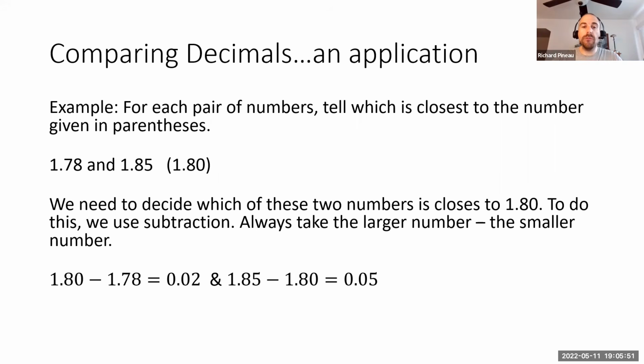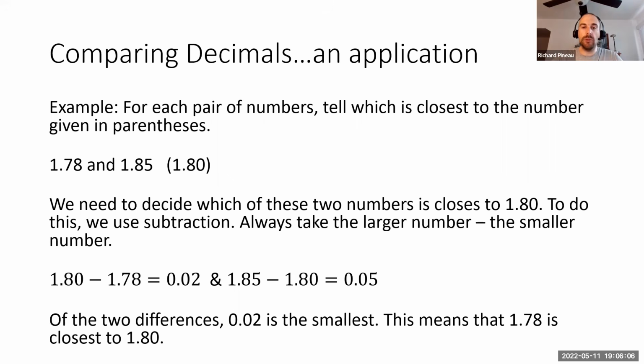You'll notice in both of these subtraction problems we've used the 1.80 because that's the number I'm interested in. I want to know how close I am to that. We notice the two differences are 0.02 and 0.05. We want the difference that's smallest because that's the number that's closest. So in this case, 1.78 has the smaller difference, so it's the closest to 1.80.